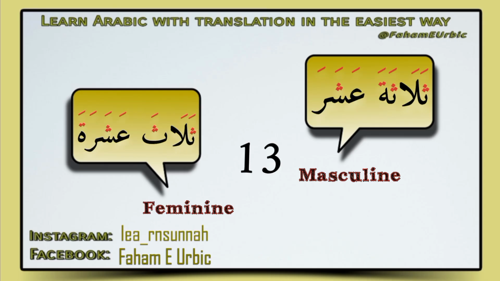For example, if tamyiz is in masculine form, then the number 13 will be ثلاثة عشر. Its first part is feminine and the second part is masculine. But if tamyiz is in feminine form, then the first part of this number is masculine and the second part is feminine. For example, ثلاثة عشرة.